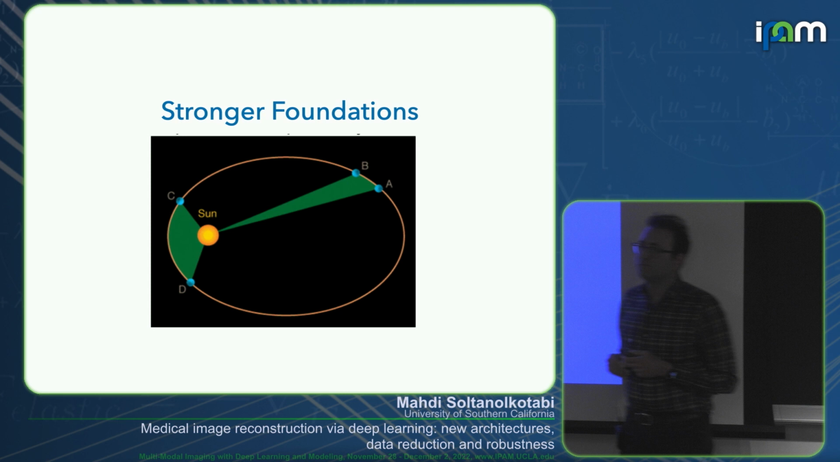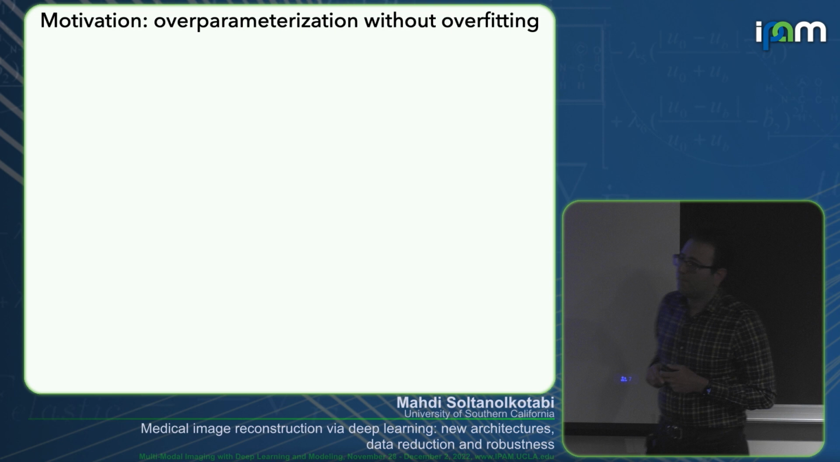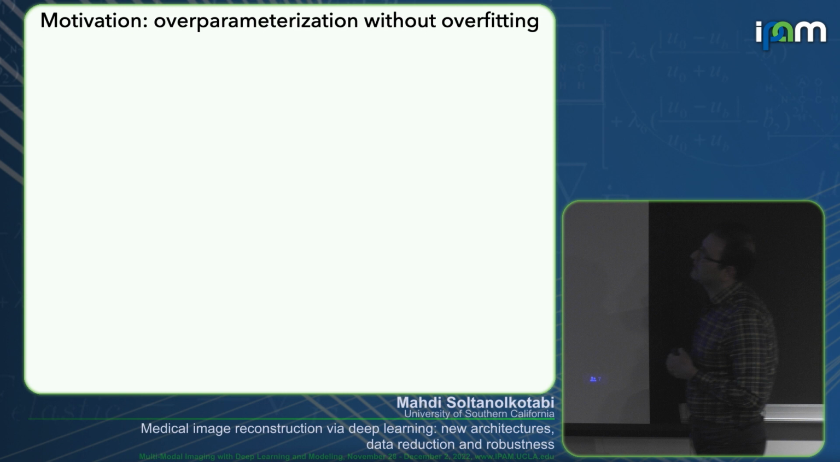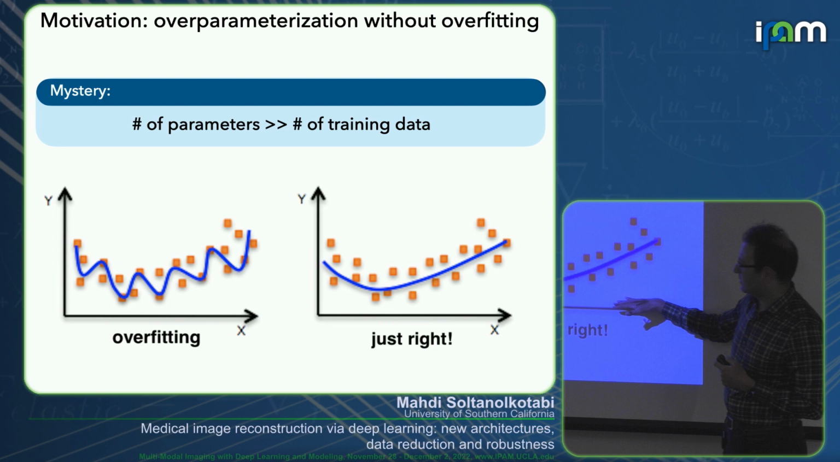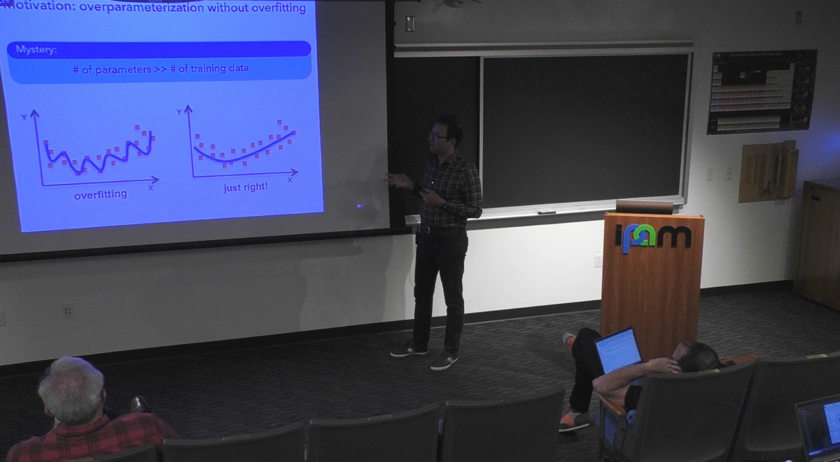So I'll try to build an alternative theory to avoid these issues. And again, there are really two running challenges here. A lot of it has to do with this idea of overparameterization without overfitting. Neural networks have way more parameters than training data. We expect overfitting to happen, but for whatever reason, we get really good fits, right? There are two mysteries associated with this phenomenon.